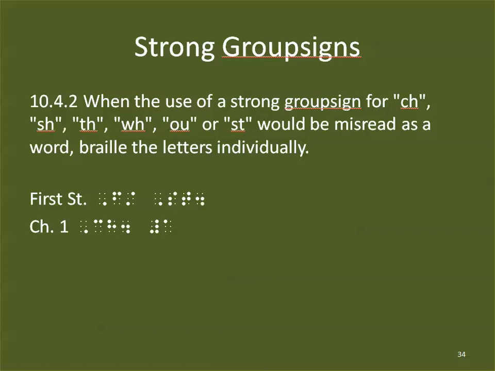The same goes for CH being used as the abbreviation for chapter 1. Again, we have a capital indicator on one side and a period on the other, and spaces on either side of those. So that means the CH is standing alone. It would be read as the word sign child. We don't want it to be read as that, so we're spelling out CH.